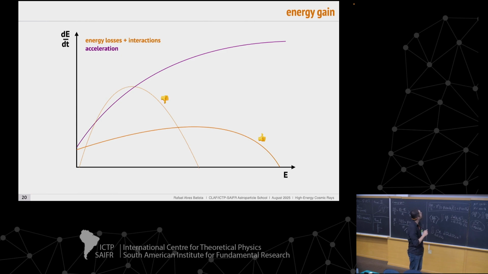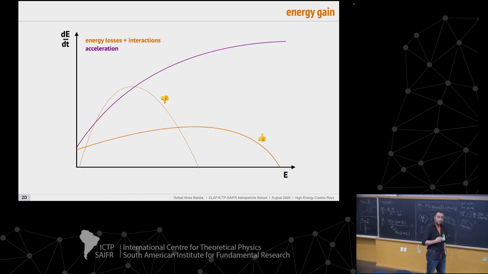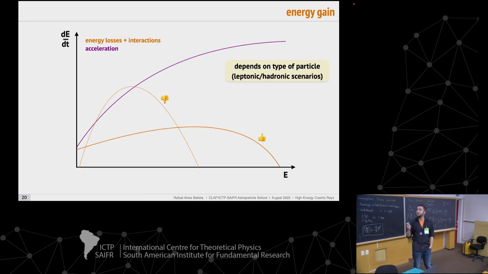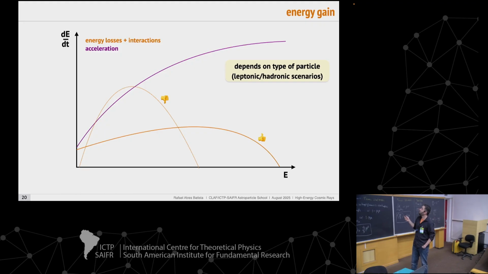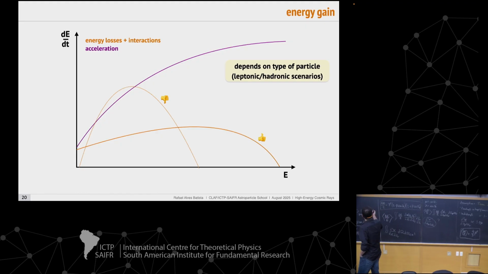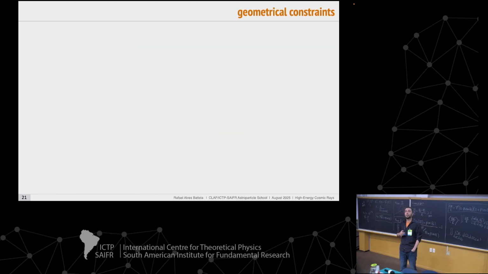We also have this type of curve here, in which the acceleration does not always exceed the energy losses or interactions, such that they kill the particles. So the particles cannot be accelerated to very high energies. They would escape before. This is what this is showing. So effectively, this condition tells us that there is an interplay between acceleration and energy losses and interactions. Of course, it depends on the type of particles, like leptonics, if you have electrons, or hadronic scenarios, if we have protons, that determines the interactions and energy losses that we have to deal with. But yeah, this is a very simple cartoon of what's going on.